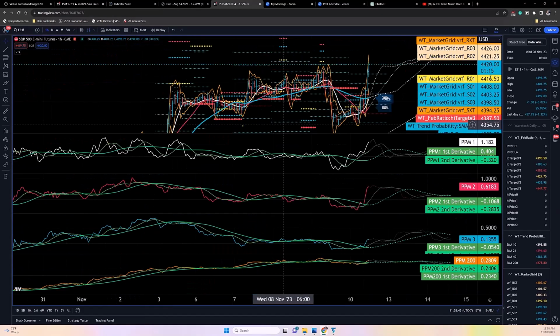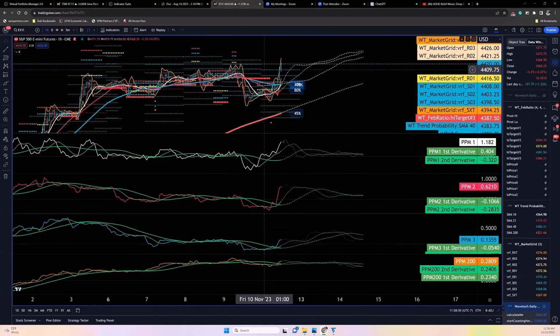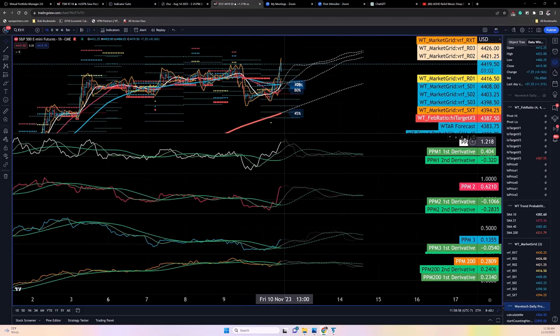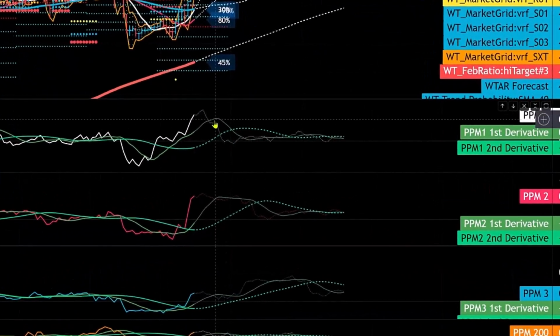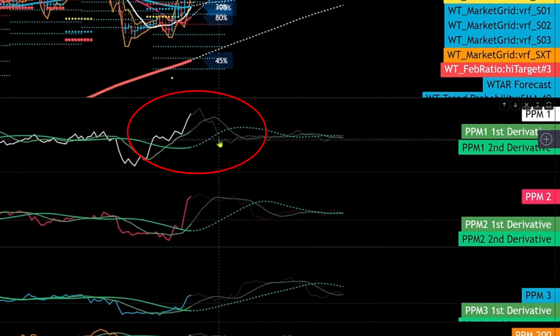So the hourly chart here, algos are suggesting stay up into that last hour and then potentially fade in the last hour. I've talked about tie in the PPM understanding. Right now we're above that first derivative. Here's the second derivative. If we wait for it to cross the second derivative, this trade's going to be over.